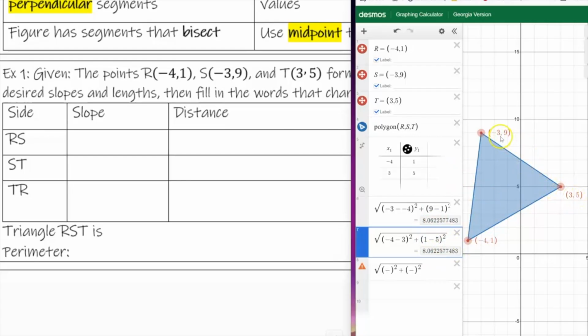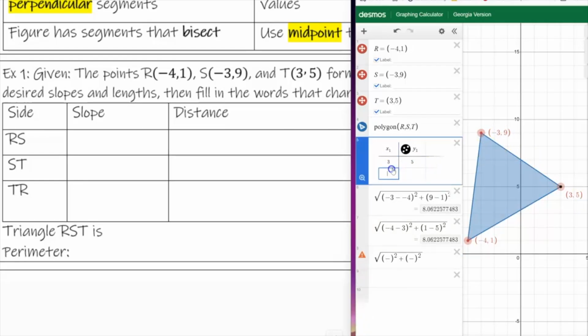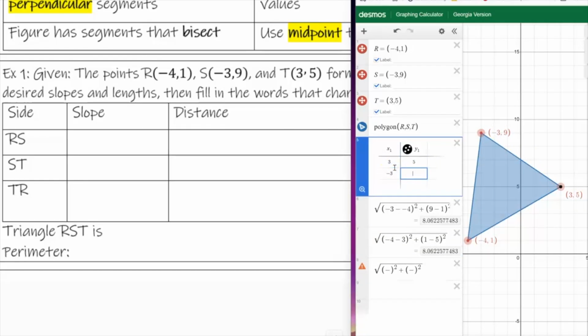So this one is 3, 5 and -3, 9. So 3, 5 is already there. I just need to delete that and put a -3 and 9. Putting in my last one, x's is 3, -3. Y's is 5, 9. All right, it's not the same. So I've definitely proven that it's isosceles because these two sides are the same.